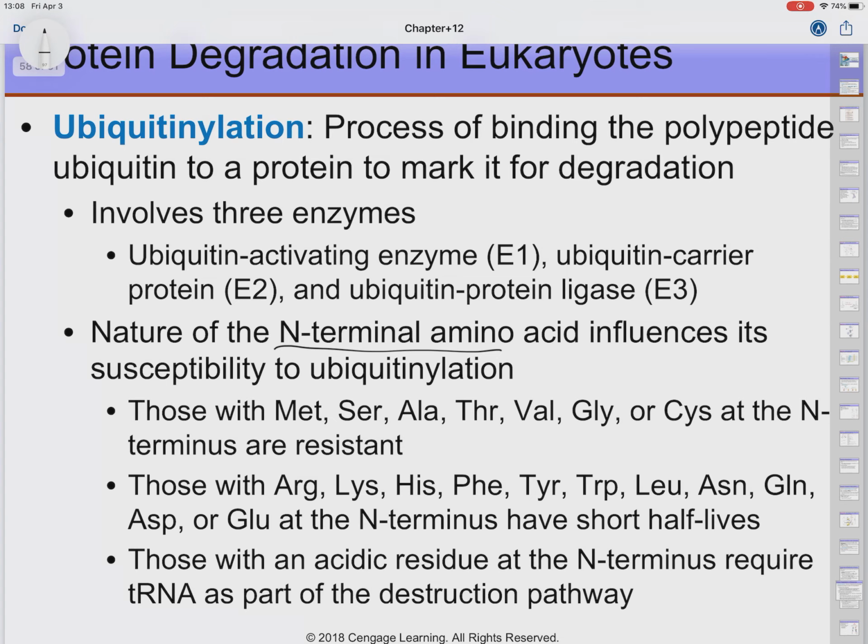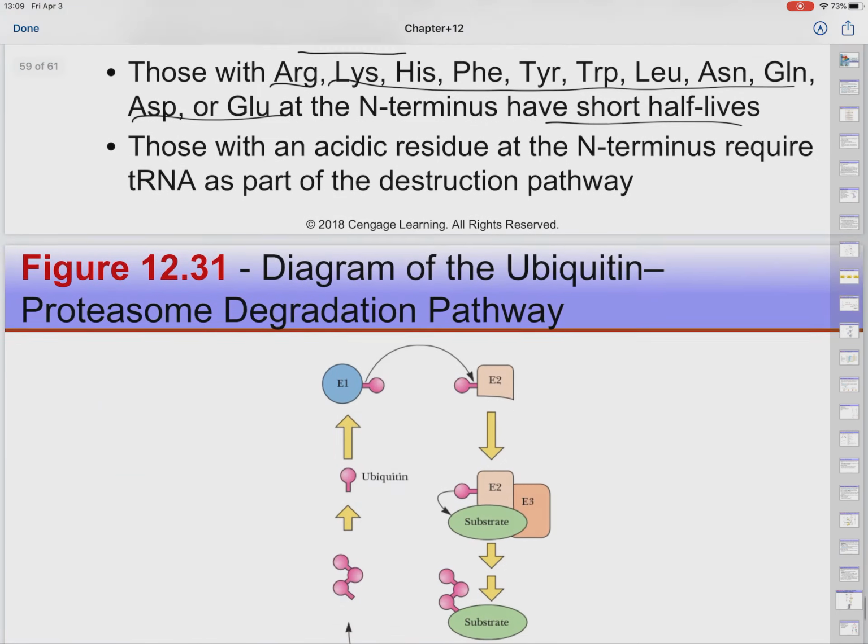I was mentioning the N-terminus actually determines how viable or how long living your protein will be. And so you can see this here. Some amino acids are actually resistant to breakdown via this ubiquitinylation. Others, like these guys, have short half-lives. So if you have a protein that you want not to live very long, then you do that. There are some acidic amino acids that actually require a tRNA in order to get destroyed, or to get sent down the path to destruction.